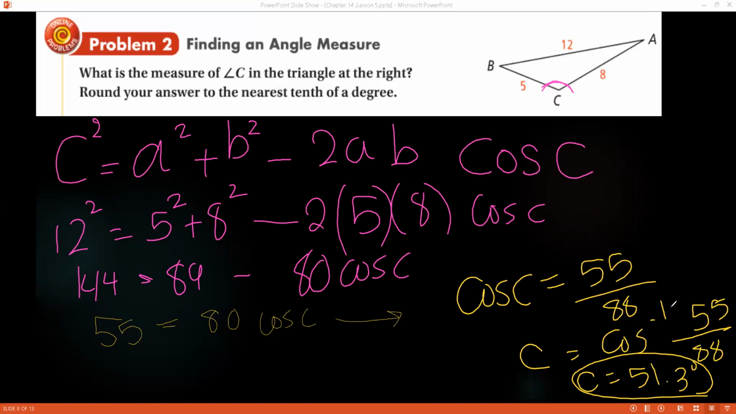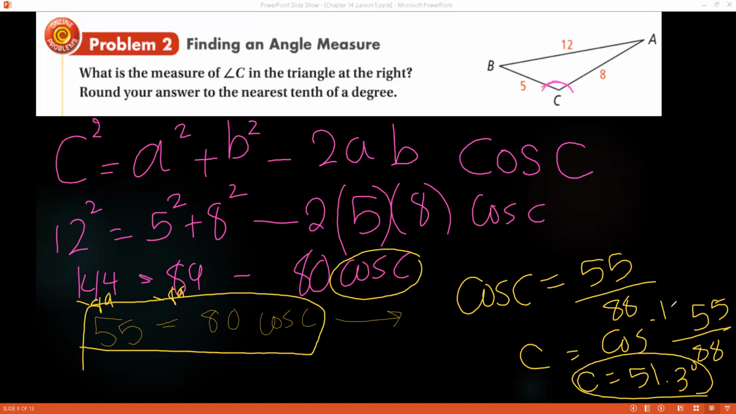So here I will repeat. Here we have angle C, and I want to find it. Because I end with C, I must start with C. Since we have to find cosine, I will subtract 89 from both sides to get the answer like this: 55 will be 80 cosine C. Then I want to find cosine C only, so it will be 55 over 80. Then angle C will be cosine inverse of this ratio, which gives angle C as 51.3.